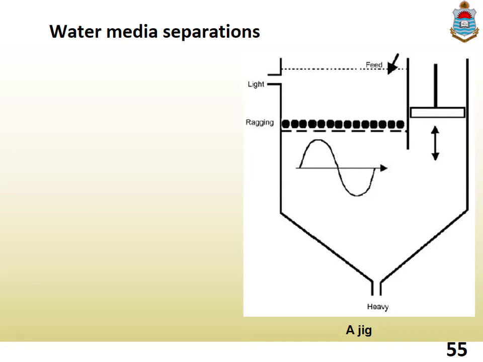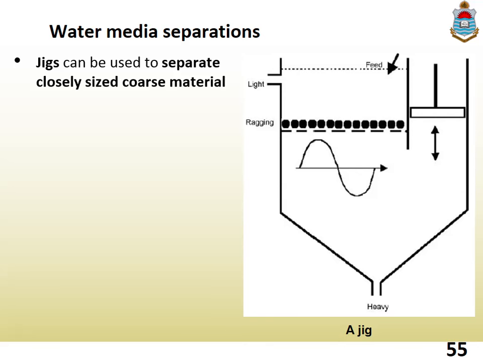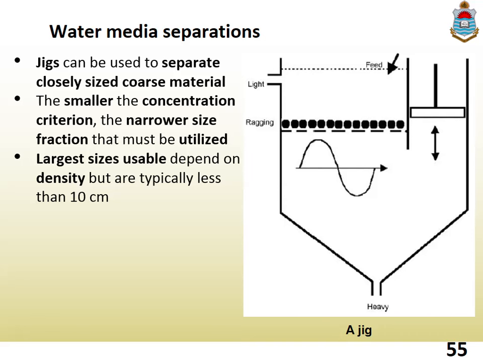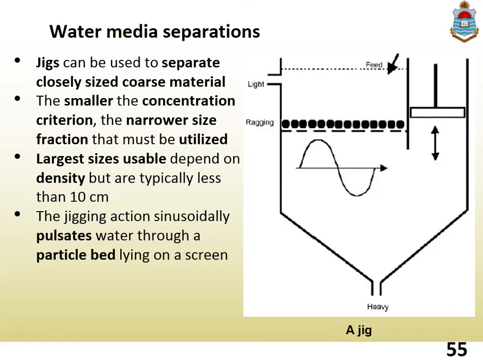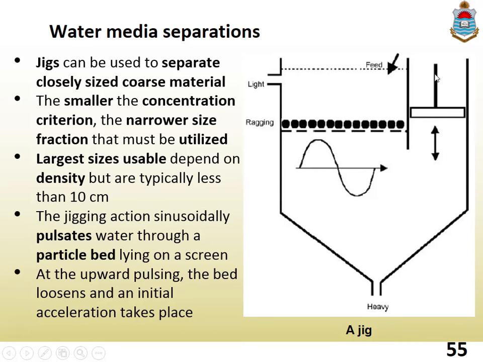Then there is water media separations. Most commonly, jigs can be used to separate closely sized coarse particles. The smaller the concentration, the narrower the size fraction that must be utilized. So large sizes are usable depending upon the density, but mostly they are less than 10 centimeter. So what happens is that jigging action sinusoidally pulsates water. So this is what they are talking about, that this piston type arrangement is used when it pushes upward and downward.